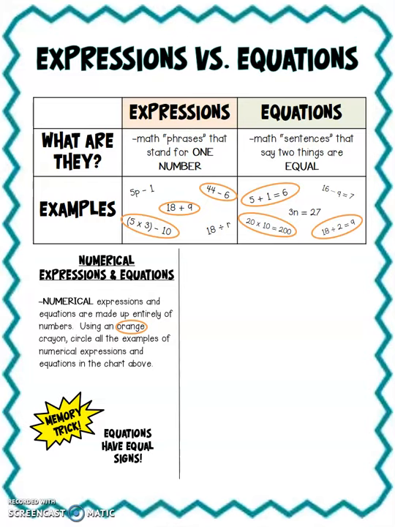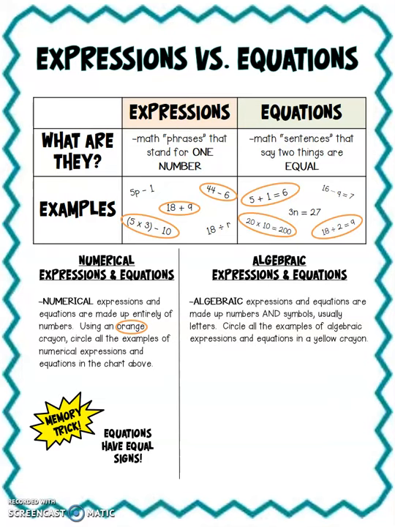Now, if you're looking for a little bit of a stretch, the other types of expressions and equations that use letters are called algebraic expressions and equations. And each of these letters represents a mystery number that we're trying to find. So for example, you can see on the expression side 5p minus 1 and 18 divided by r. And for the equations, 3n equals 27 and 16 minus q equals 7. Each of these has a letter holding the place of a number.